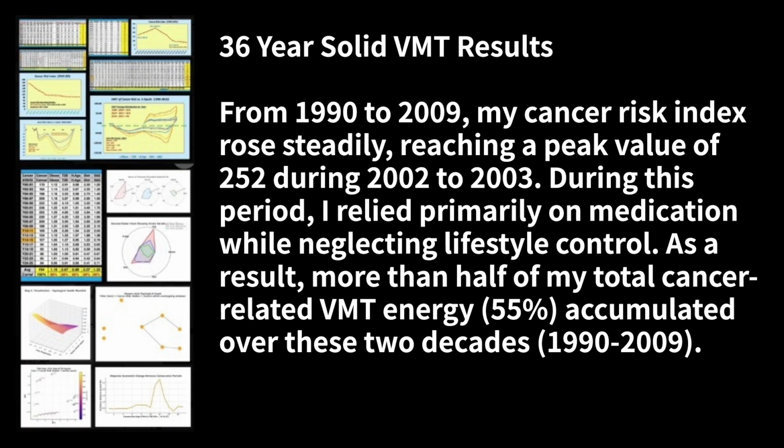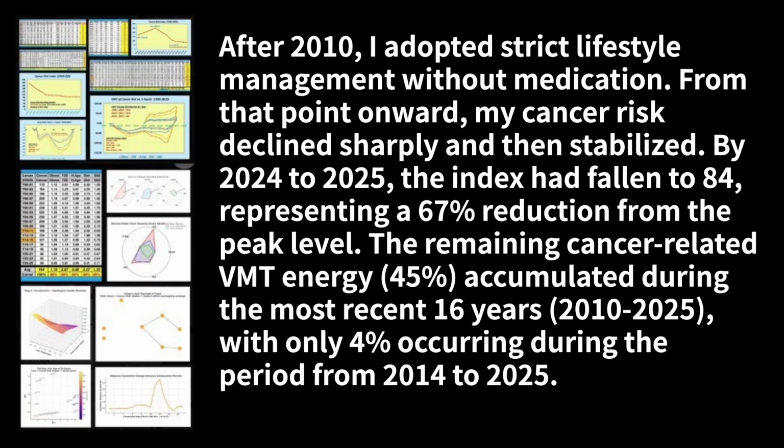36-year solid VMT results. From 1990 to 2009, my cancer risk index rose steadily, reaching a peak value of 252 from 2002 to 2003. During this period, I relied primarily on medication while neglecting lifestyle control. As a result, more than half of my total cancer-related VMT energy, 55+%, accumulated over these 2 decades, from 1990 to 2009. After 2010, I adopted strict lifestyle management without medication. From that point onward, my cancer risk declined sharply and then stabilized.